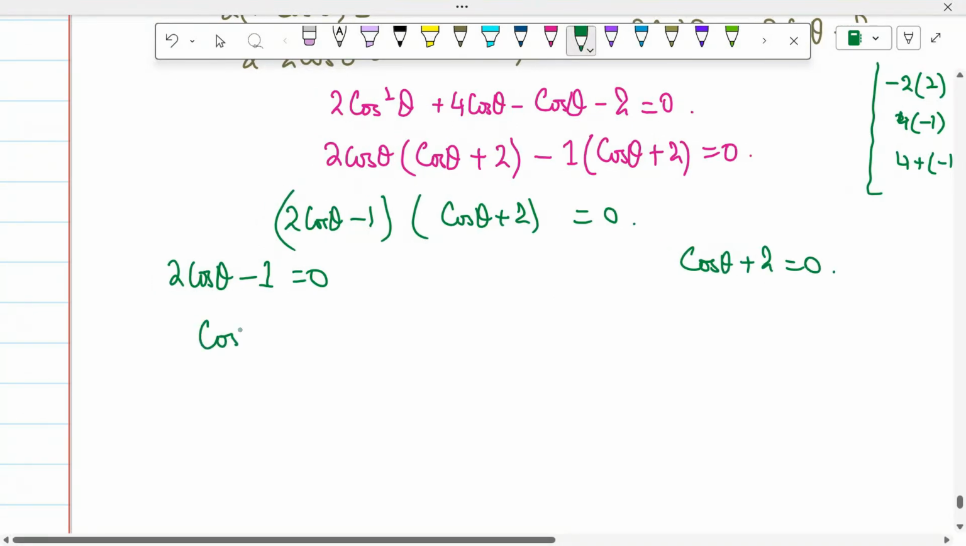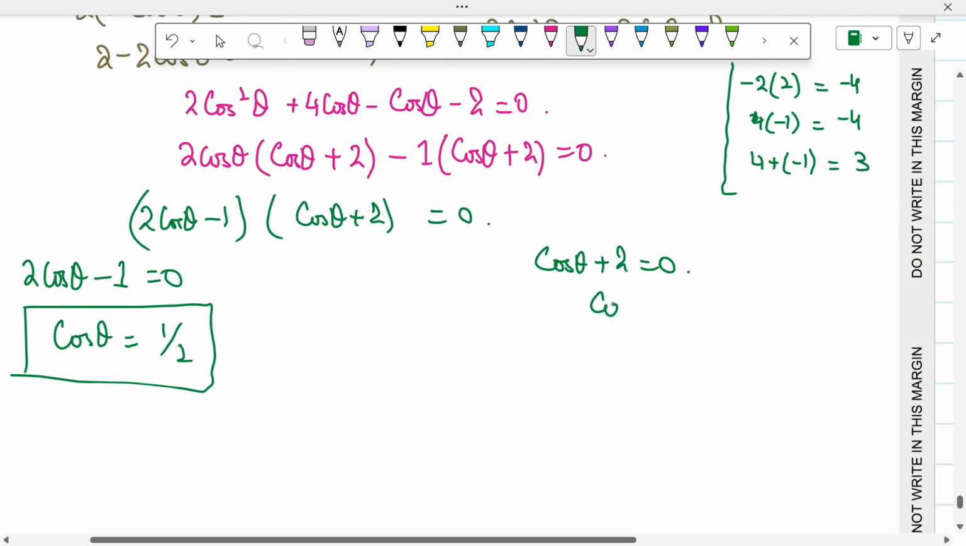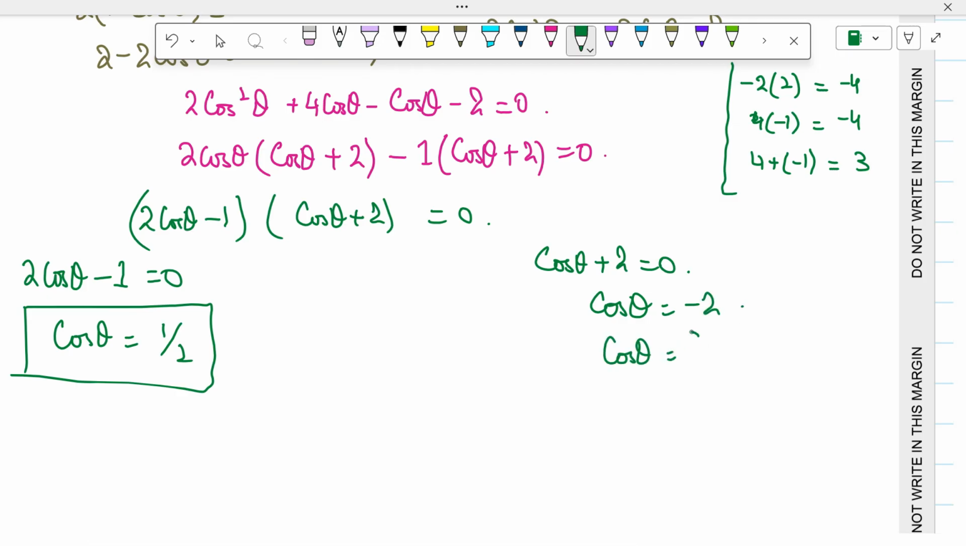In this case, cos of theta is equal to 1 over 2. On the other side, cos of theta is equal to negative 2, which is not applicable because the range of cos of theta is negative 1 to 1. So we will discard it.